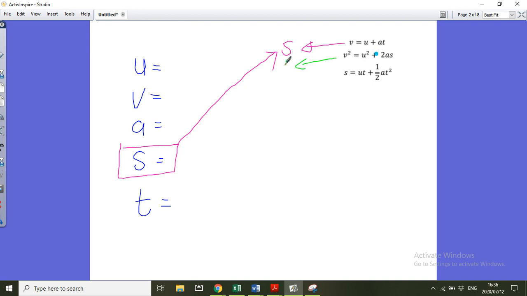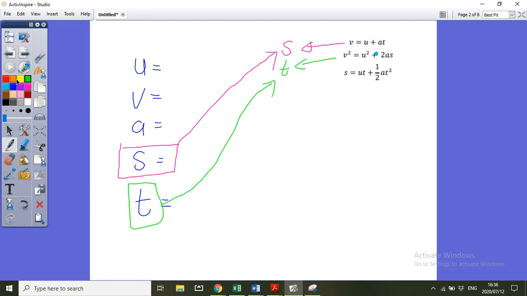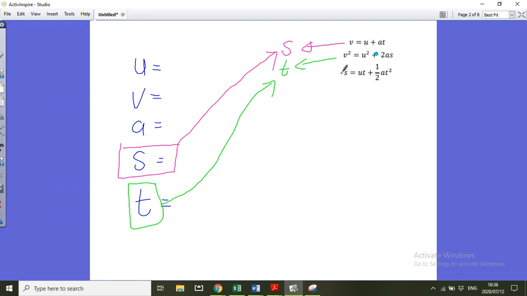So if the question doesn't give you a time and doesn't ask you for a time, then this one is not needed. Then it's going to lead you to that equation. And then the last one, this equation here, doesn't have a v in it. So if the question doesn't give you the final velocity and also doesn't ask you for the final velocity, then you're going to pick that equation.